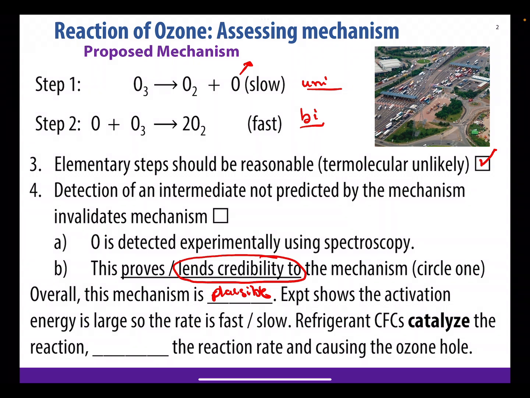Now, experiment shows the activation energy is large, so if you think about it, is the rate fast or slow? Large activation energy, so the rate on its own is quite slow. And that's why we are able to have that nice ozone layer protecting us from the sun's harmful ultraviolet rays. Refrigerant CFCs catalyze the reaction and therefore increase the reaction rate. Remember, a catalyst decreases the activation energy, making the reaction go faster, and therefore causing the ozone hole. We make this reaction consuming the ozone a lot faster, and therefore we have less ozone over, say, Antarctica.